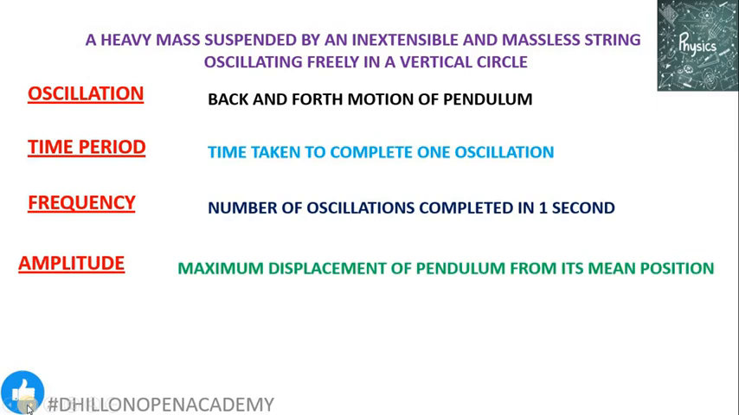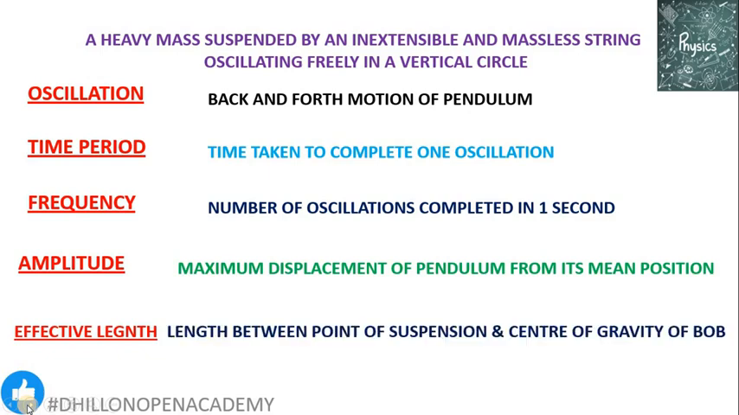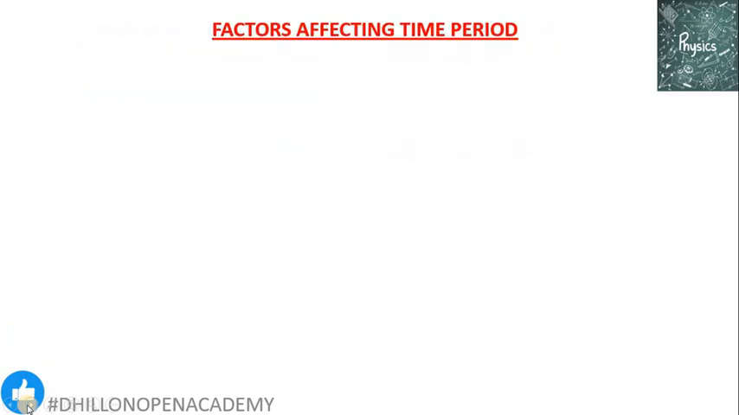Amplitude. The maximum displacement of the bob from its mean position, or displacement of the pendulum from its mean position, we call the amplitude. Or you can say, if you measure the distance between the mean position and the extreme position, we call that amplitude. Effective length. The length between the point of suspension and the center of gravity of the bob, that is, the length of the thread plus the radius of the bob, gives us the effective length of the pendulum.